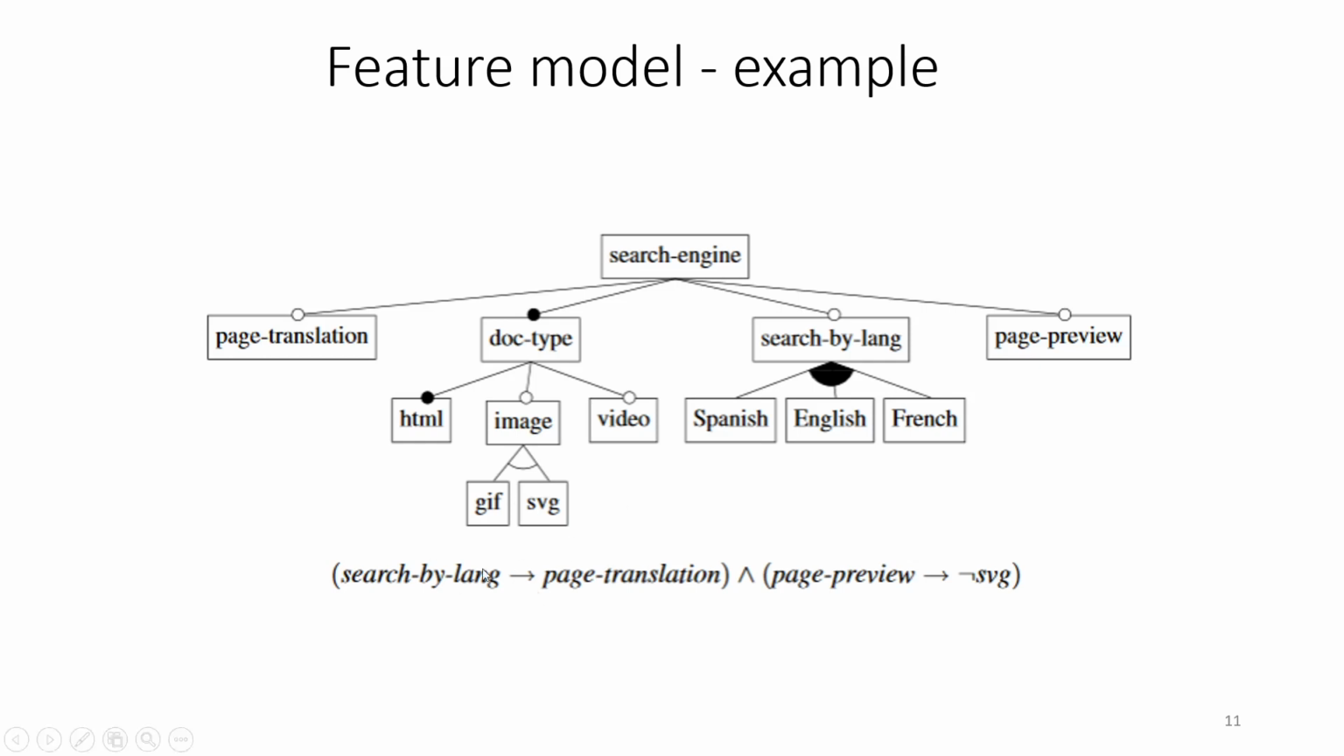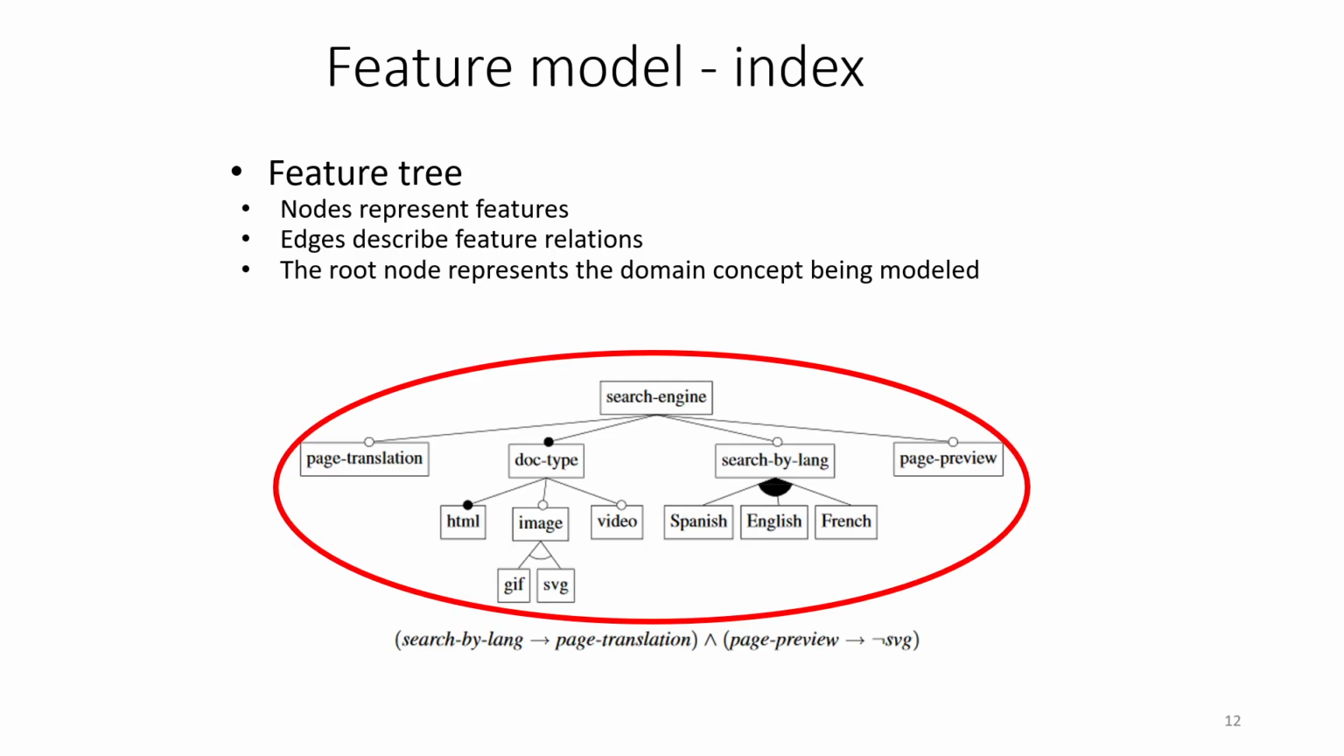And then we have some cross-tree constraints. So if we want to search by different languages, then we need the page translation feature. And if we want the page preview feature, then we cannot support the SVG graphics format. Okay.